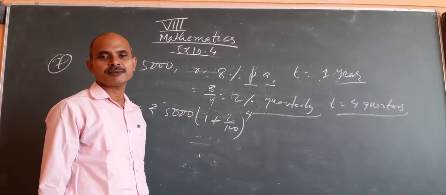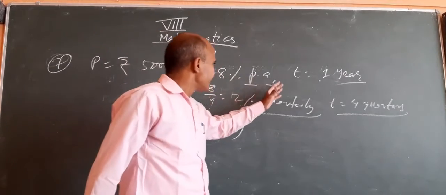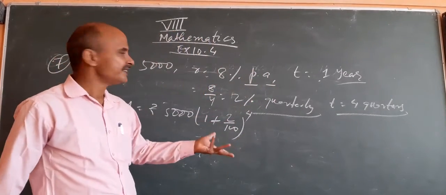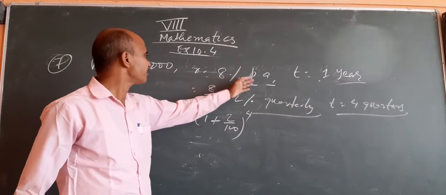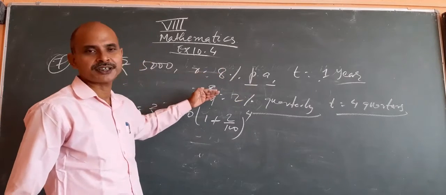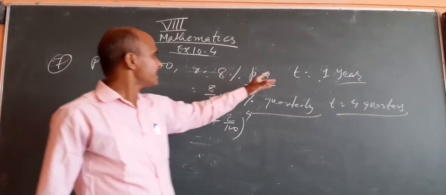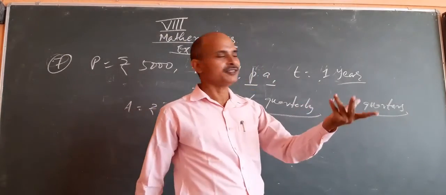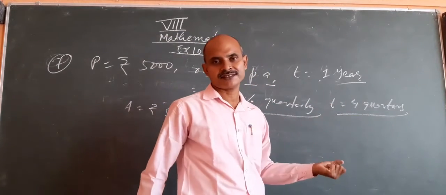This thing you have to keep in mind. If the interest is compounded half yearly, then the rate will be divided by 2. 8% per annum means 8 by 2, which is 4% half yearly. And time 1 year means 2 half years. Here the value of T will be 2 half years.